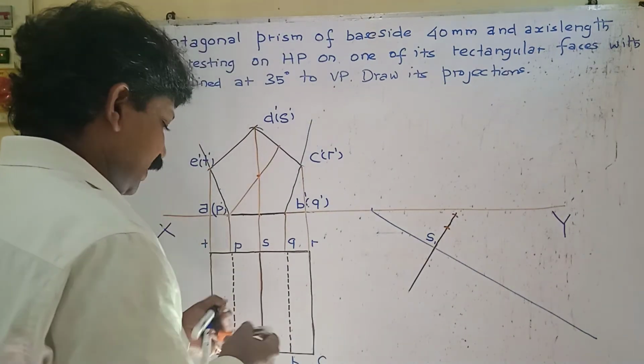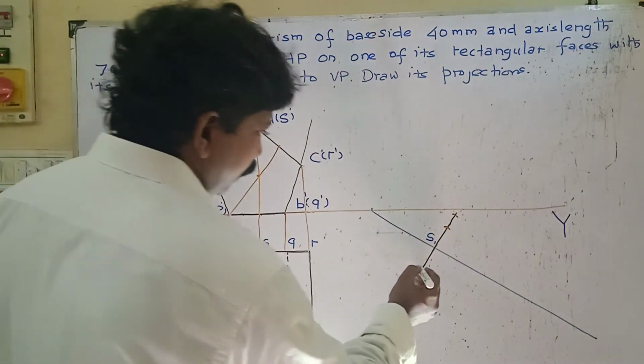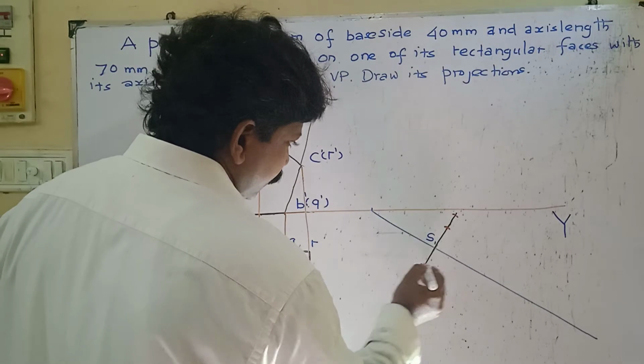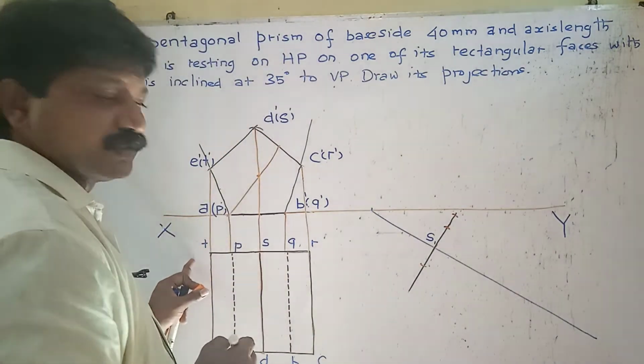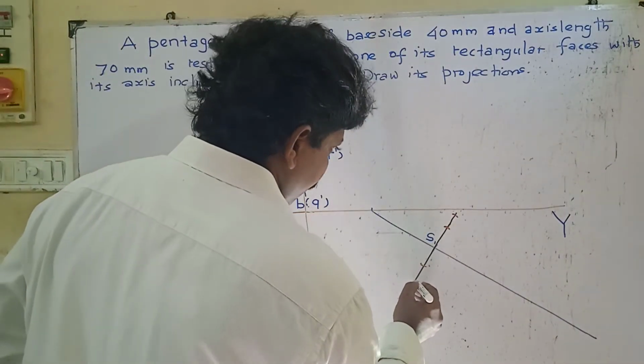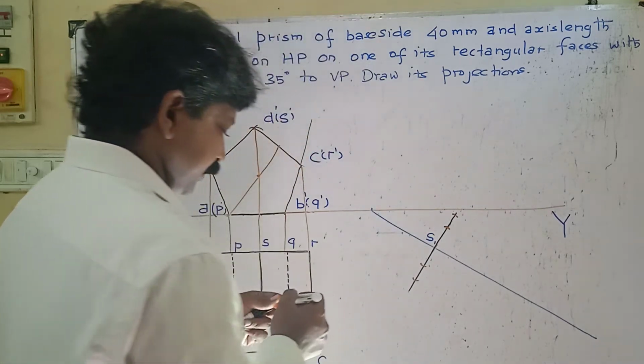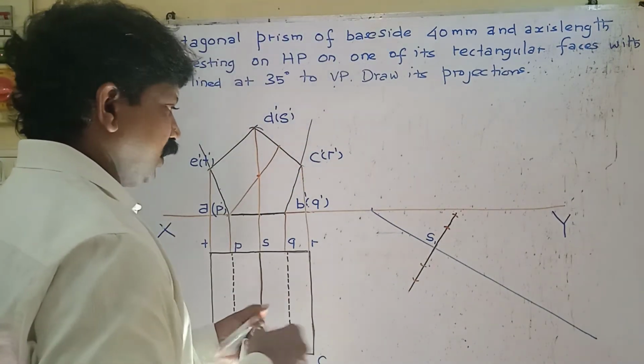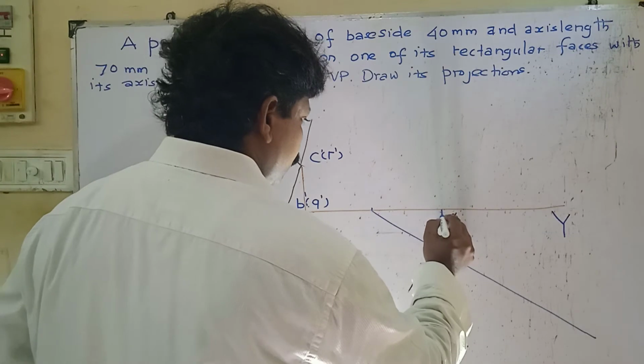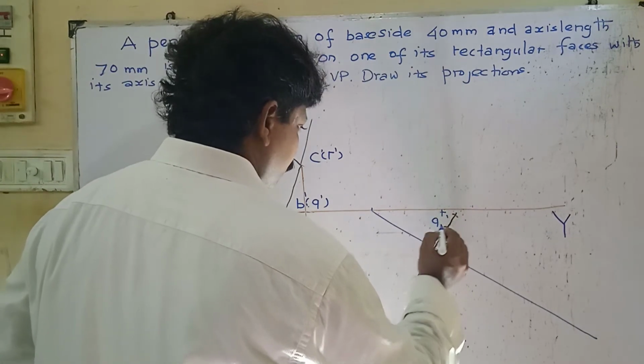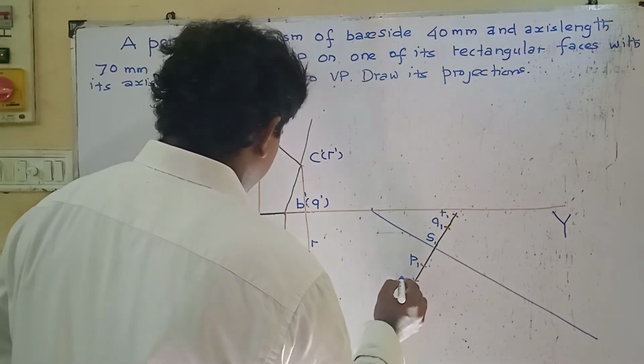Similarly, at the bottom, S center, P radius, draw the arc, mark the point P1. And S center, T radius, draw the arc, mark the point T1. So give the naming: R1, Q1, P1, T1.